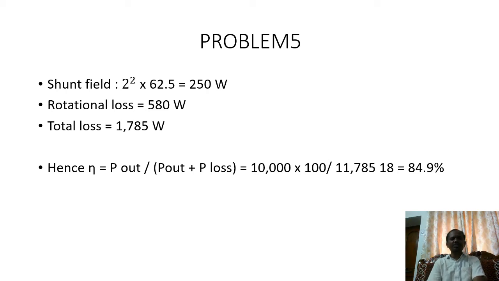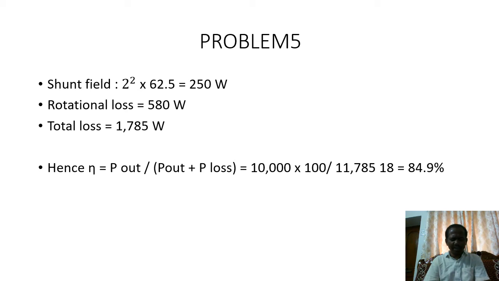Now efficiency is equal to output power by output plus total losses. You know that output power is given as 10 kilowatts, so 10,000 divided by 10,000 plus 1,785, that is 11,785, which is equal to 84.9%. What is the efficiency of the generator? 84.9%. Are you getting all of it?